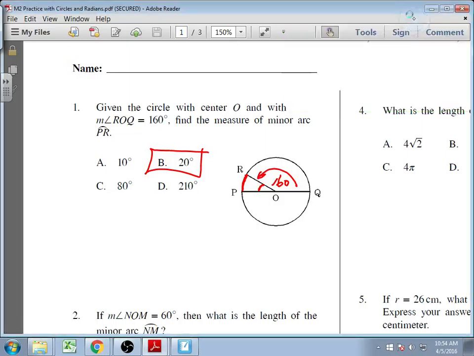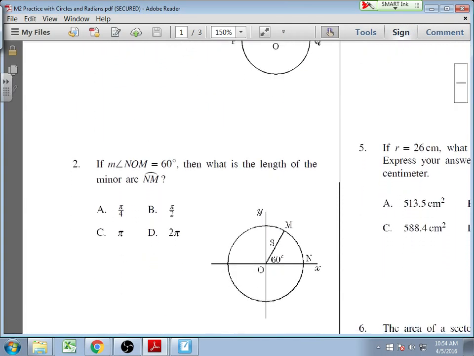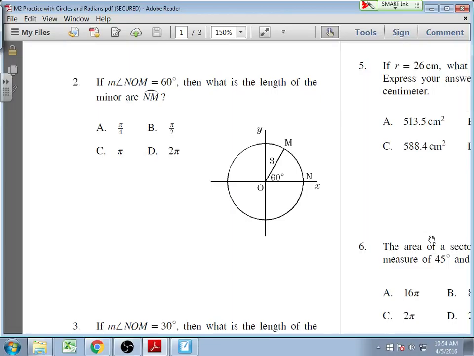I don't know why this is having issues today. So, what do you notice about this circle in number two? Is it a unit circle? Okay, we see an angle of 60 degrees. Ben? So 3 is 30 degrees, but that 3 is not the angle. That 3 is the measure of the radius. So again, I ask, is this a unit circle?